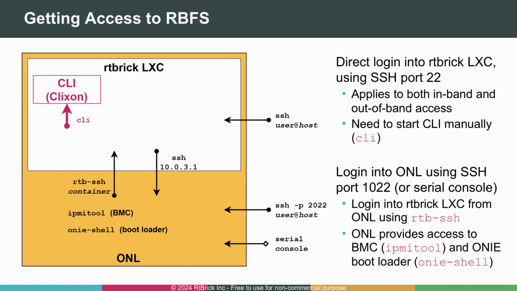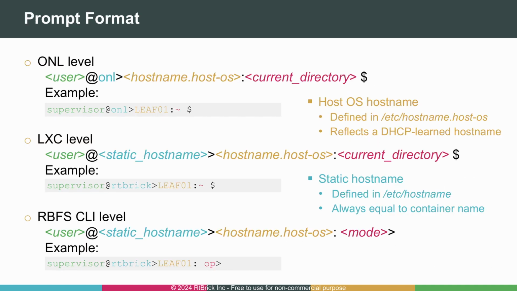Additionally, the ONL layer provides access to the BMC via the ipmitool command, as well as to the ONIE bootloader via the ONIE shell. The Open Network Install Environment is a combination of a bootloader and a small operating system designed for network switches, providing an environment for automated provisioning. ONIE enables the initial configuration of the out-of-band management interface via DHCP and facilitates the download and installation of a software image. We've identified different levels in RBFS: the ONL, the Rtbrick container, and the RBFS CLI itself.